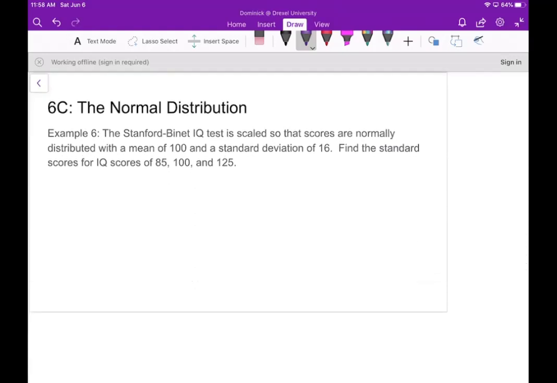So let's do a couple examples where we calculate a standard score. In this example, we have the Stanford Binet IQ test, which is scaled so that scores are normally distributed with a mean of 100 and a standard deviation of 16. We want to find the standard scores for IQ scores of 85, 100, and 125. Now remember, we find the z-score by taking the data value, subtracting the mean, and then dividing by the standard deviation. Right? So for example, let's do the 85 first.